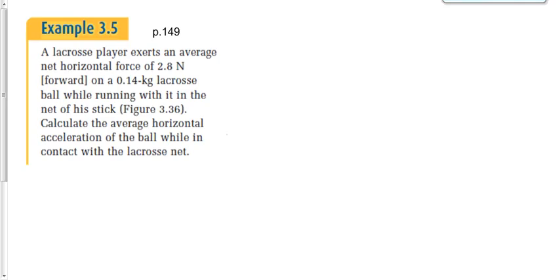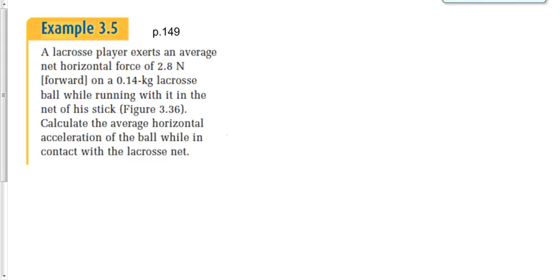Let's see what we can do with an example on page 149. It says a lacrosse player exerts an average net horizontal force of 2.8 newtons forward on a 0.14 kilogram lacrosse ball while running with it in the net of a stick. Calculate the average horizontal acceleration of the ball while in contact with the lacrosse net.